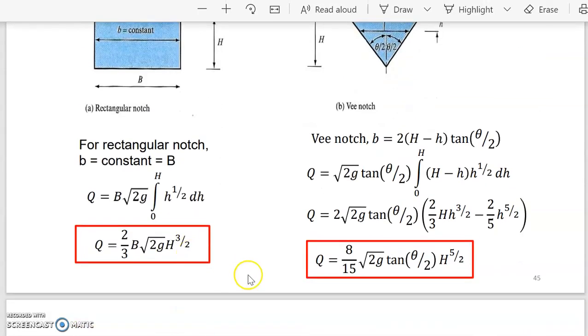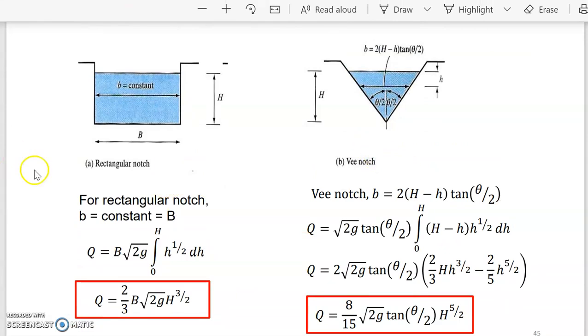So we have two types of weir. First, the rectangular notch, and second, the V notch. For the rectangular notch, basically we have the base b and the height H. So b is constant, and then we can calculate Q equal to b times the square root of 2g, and then the integration of h to the power of 1/2. So we can use this formula to calculate the flow rate for the rectangular notch.